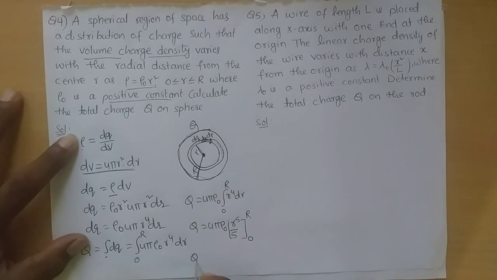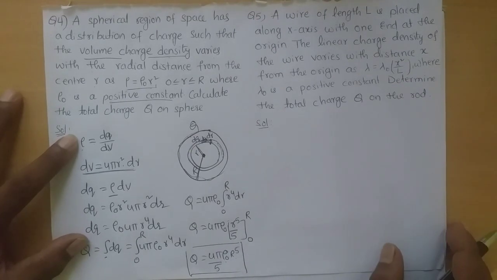So now Q equals, substituting the upper limit and the lower limit, we get 4 pi rho naught into capital R power 5 by 5. If you substitute 0, then the second term is 0. So the answer is 4 by 5 pi rho naught into R power 5. So this is the answer.